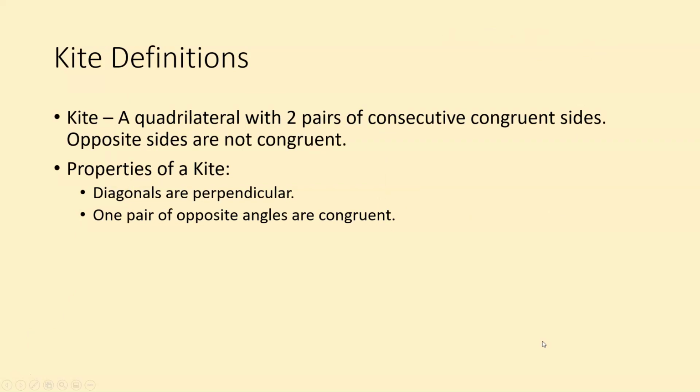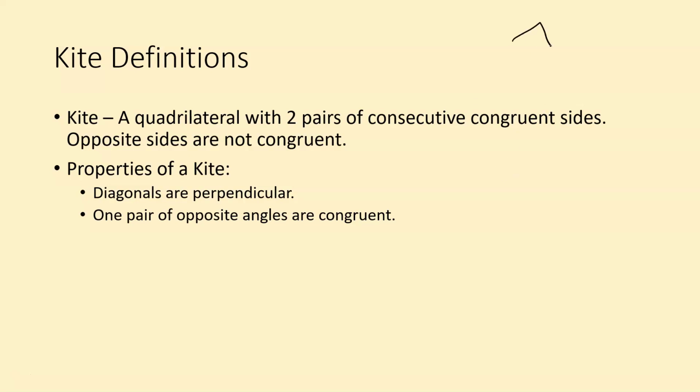Kite definitions. So, new section on your notes. Write down these definitions for kite. Pause the video if you need to. A kite is a quadrilateral with two pairs of consecutive congruent sides. Opposite sides are not congruent.